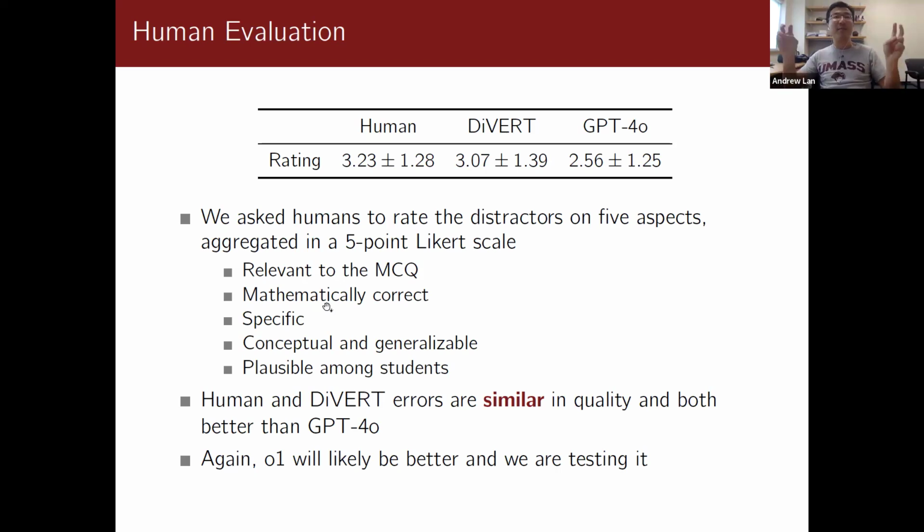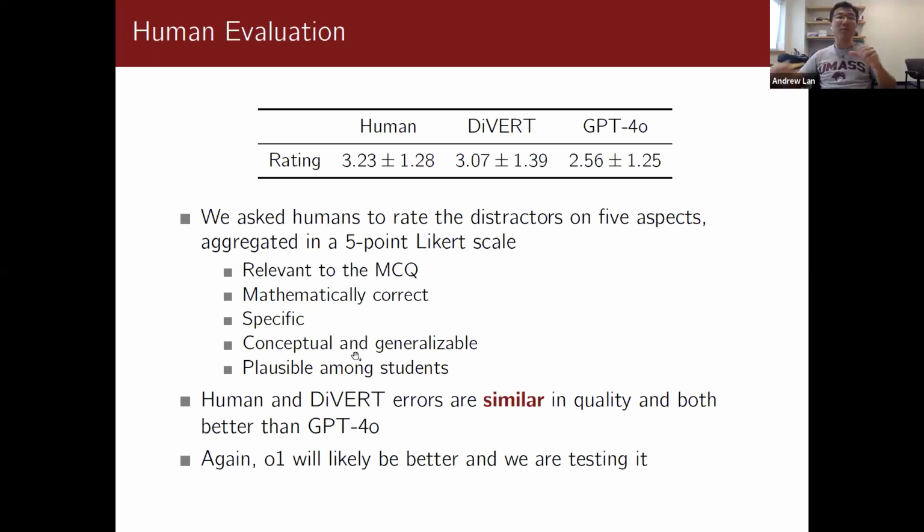The first aspect: is the error relevant to this multiple choice question? Is the error mathematically correct? In other words, is this even relevant? We really don't want something that's unfeasible given this particular question. And it also has to be specific. It cannot be super generic, the safe output that language models like to give you. Rather, it has to be pretty specific to this particular math concept and this problem scenario.